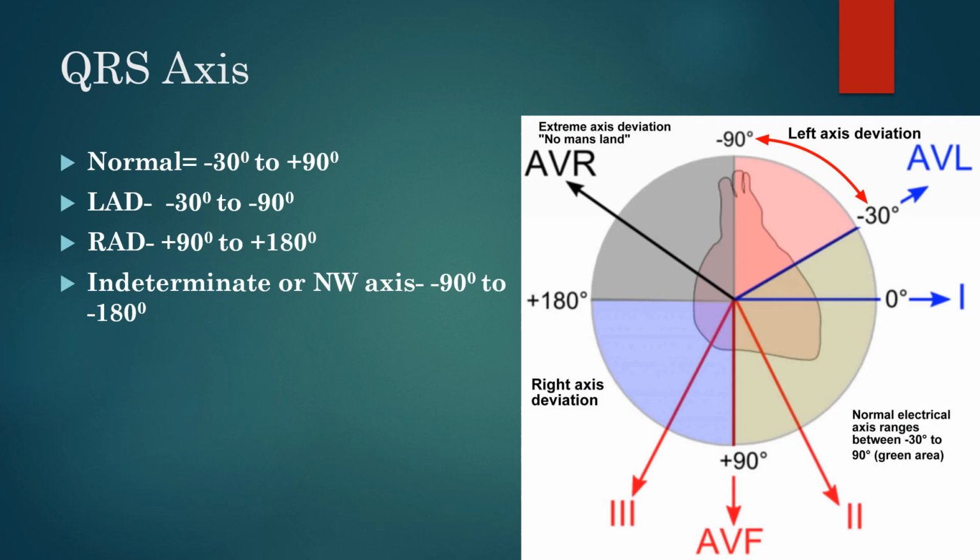What is the normal QRS axis? The normal QRS axis we consider from minus 30 to plus 90. If the determined axis comes out to be minus 30 to minus 90, then it is considered left axis deviation. If it comes out to be plus 90 to 180, then it is considered right axis deviation. And if the calculated axis is between minus 90 and plus or minus 180, then it is known as northwest axis, or indeterminate or extreme axis deviation.